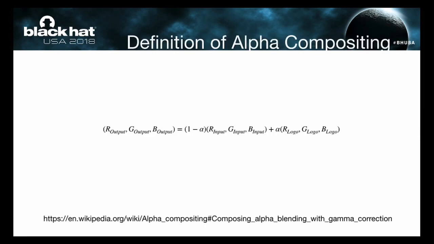This is an excerpt from Wikipedia, the definition of alpha compositing. As we know, each pixel can be represented by a vector of the red channel, green channel, and blue channel. Each channel is an integer from 0 to 255. So if the input pixel is multiplied by 1 minus alpha, where alpha is the transparency metric from 0 to 1, a float, and plus alpha multiplied by the logo pixel, we then get the output pixel.